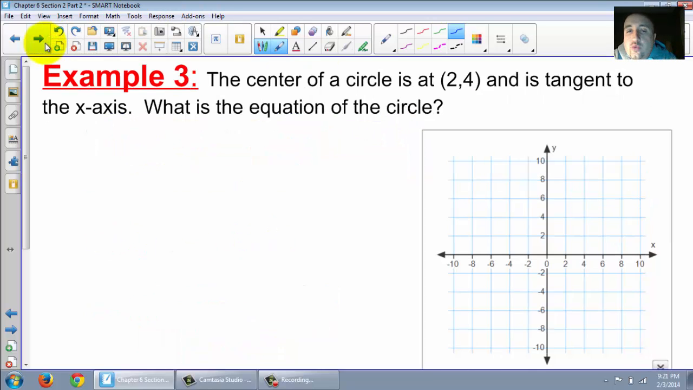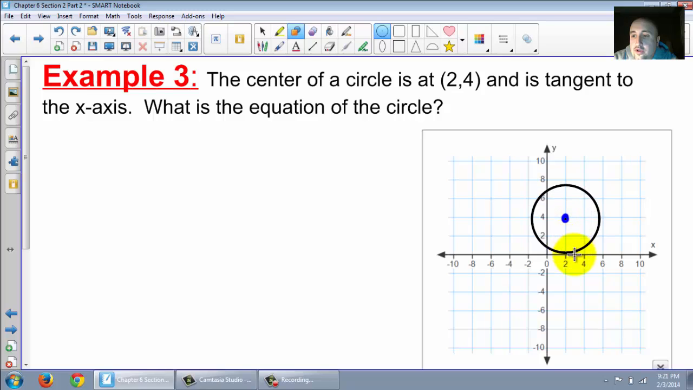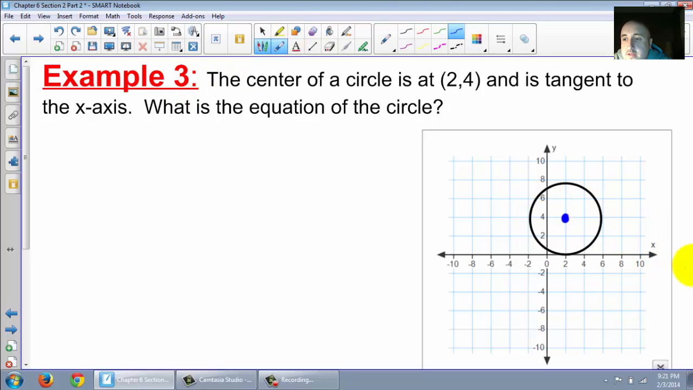Example 3, last one. It says the center of a circle is at (2, 4). So 2 to the right, 4 up. And it says it's tangent to the x-axis. Let me draw a picture of what that actually means. All right, so this is what tangent means. Notice the x-axis. So here's the x-axis, and here's our circle. Tangent means it just touches at one point. So it's touching this circle right at that point right there.